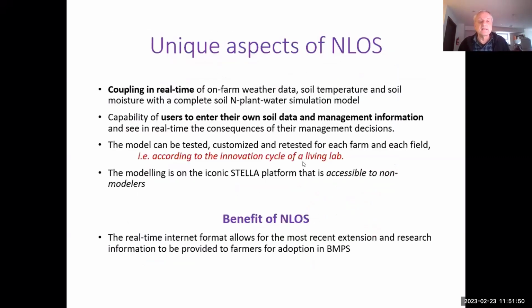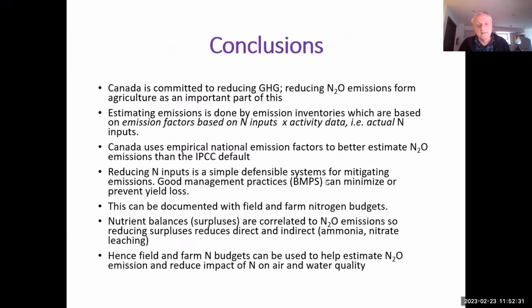So the unique aspects of this NLOS model is that you can do coupling in real time. You're able to enter data for a particular field, particular management practice, a particular year, and using the weather data of that year. And you can work through an innovation cycle so that each year you learn from what has worked and what hasn't worked in the model with the measurements you've taken, and then improve the parameters because it's easy to do. And the benefit is that the real-time internet format allows most of the recent extension research information to be implemented into the model.